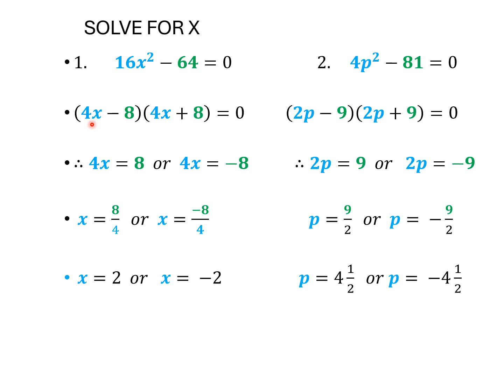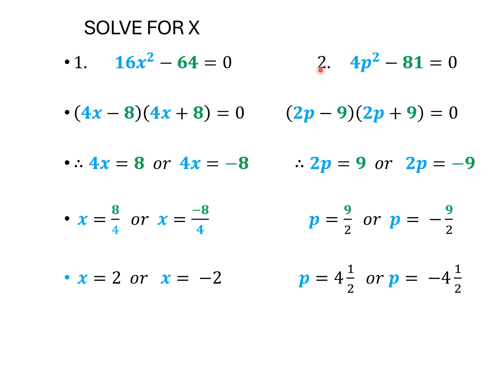From there, I can now say 4x. If I take negative 8 over, 4x equals 8. And if I take positive 8 over the equal sign, 4x equals negative 8. Always divide by the coefficient of x, so that becomes 8 divided by 4, or minus 8 divided by 4. 8 divided by 4 gives me 2, or x equals negative 2.